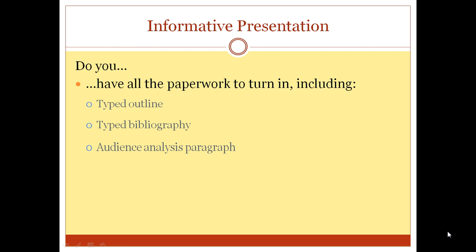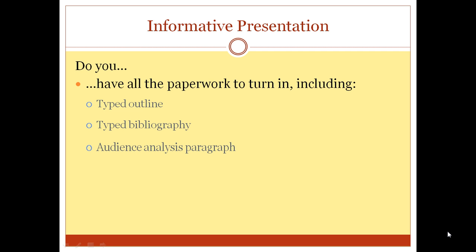Paperwork. I know it may seem like a trivial thing, but I have had students make less than the grade they hoped they'd make in my class because they didn't bother turning in any of this stuff. And it does count for a significant portion of the speech. So make sure you've turned in your outline, your typed bibliography, also known as a reference page, and your audience analysis paragraph. Make sure your bibliography is in APA or MLA format, and there's a handout that shows you how to do that. And then the audience analysis paragraph.